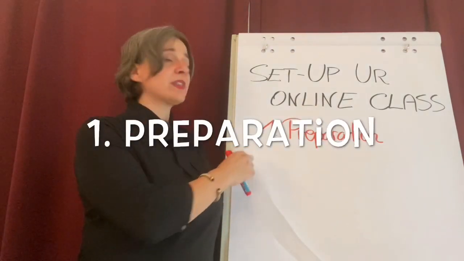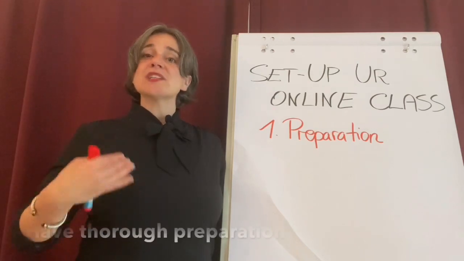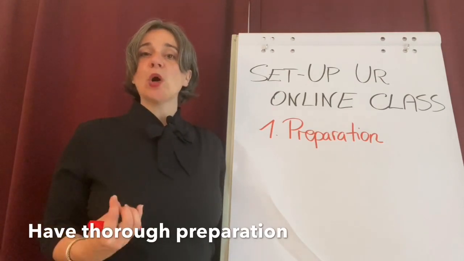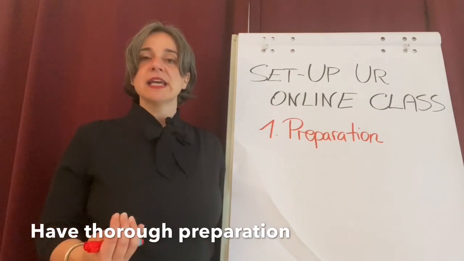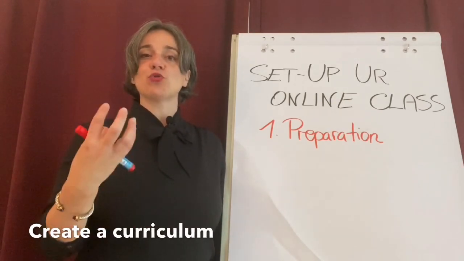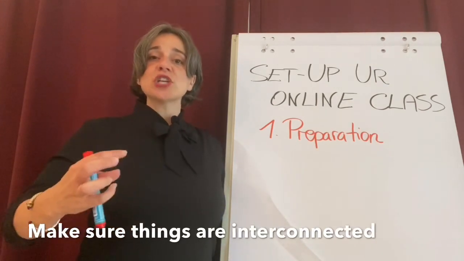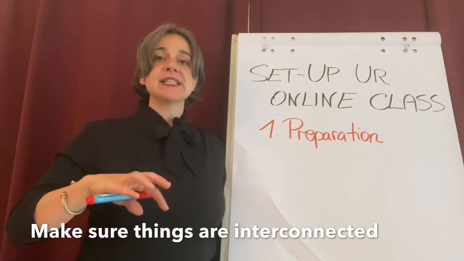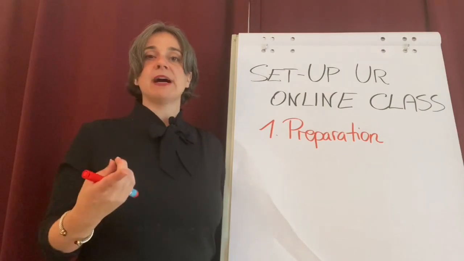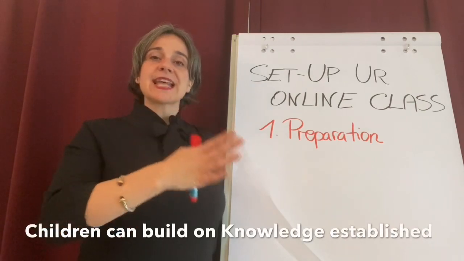Let's start with the first point, which is point number 1, preparation. It is very important when you do online learning with children that you have a thorough preparation. You need to create a curriculum so that things are connected. Don't just do this and that and next time this and next time that, however it comes to your mind. You really have to have a curriculum. In this curriculum, things are connected.